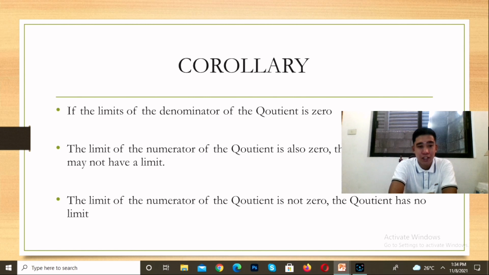Corollary. If the limit of the denominator of the quotient is 0 and the limit of the numerator of the quotient is also 0, the quotient may or may not have a limit. If the limit of the numerator of the quotient is not 0, the quotient has no limit.